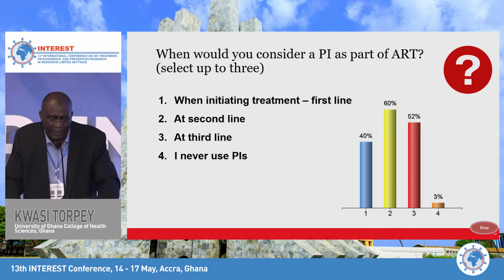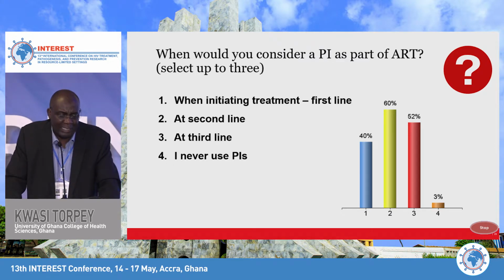And then, it's 52% as third line, and then initiating as first line is 40%. So that's a very good spread. And hopefully by the end of this session, we should be able to discuss the use of protease inhibitors in the different lines.